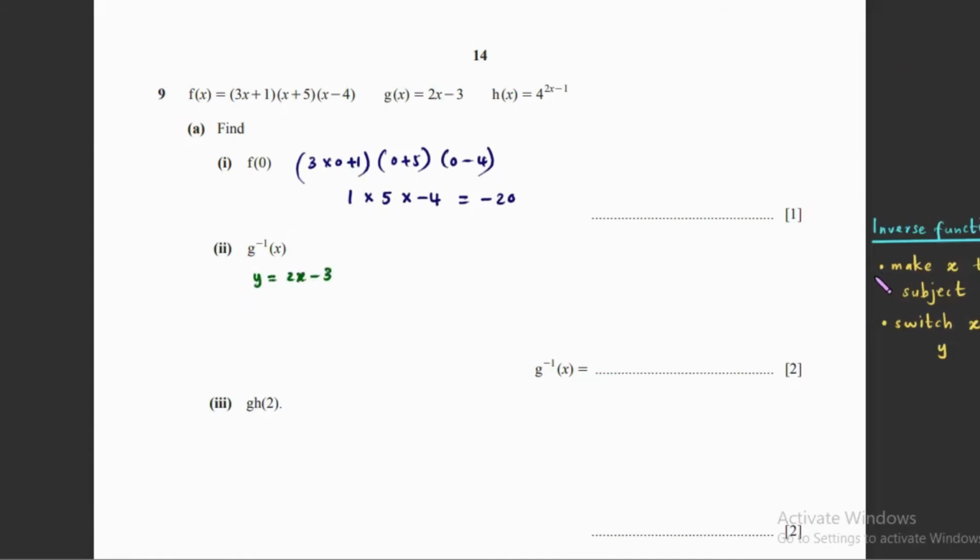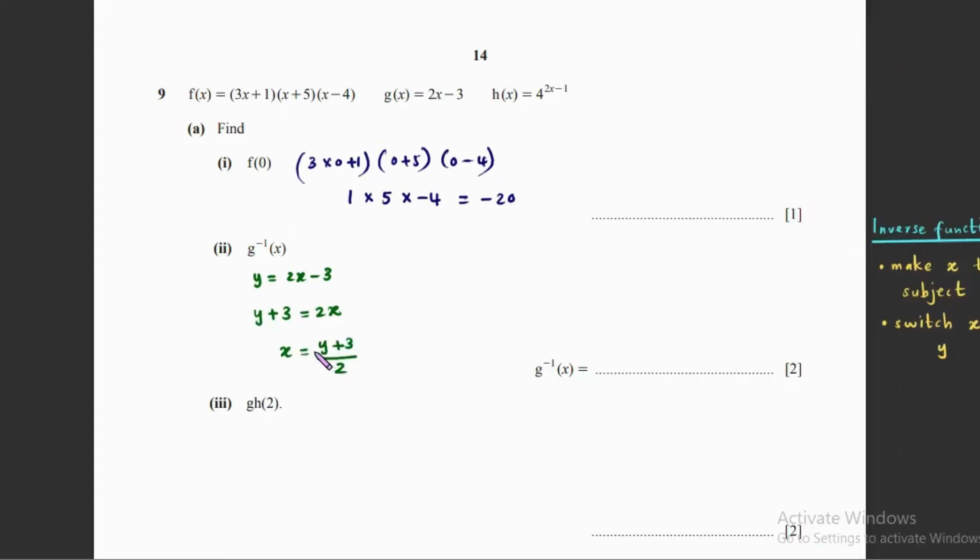Now, like I've mentioned in the first point, I need to make x the subject. So I need to bring the minus 3 to the other side, so it becomes y plus 3 equal to 2x. To find what x is, I need to bring the 2 to the other side. The 2 gets multiplied with x, so when I take it to the other side, it will get divided. So then to find x, y plus 3 has to be divided by 2.